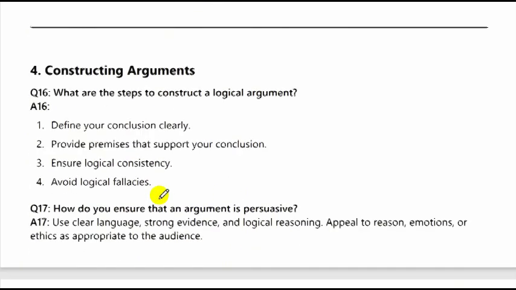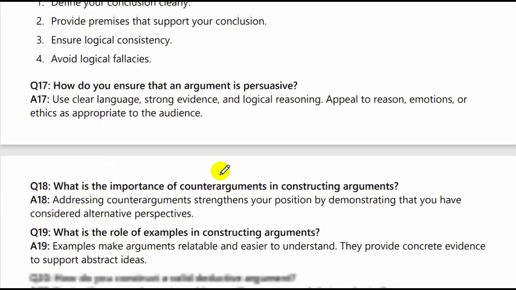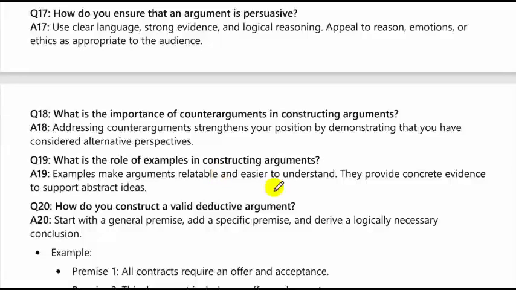Let's look at topic 4, constructing arguments. What are the steps to construct a logical argument? First, we have to define our conclusion very clearly. Second, we have to provide those premises that support our conclusion. We have to ensure that there is logical consistency, that is, inference is possible, implication is possible, and we have to avoid logical fallacies.